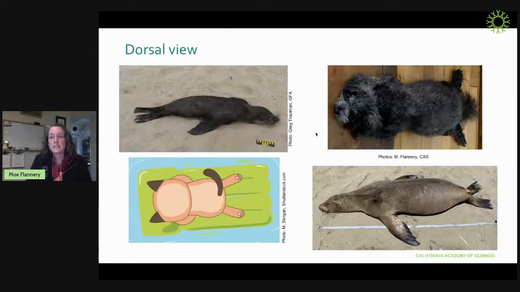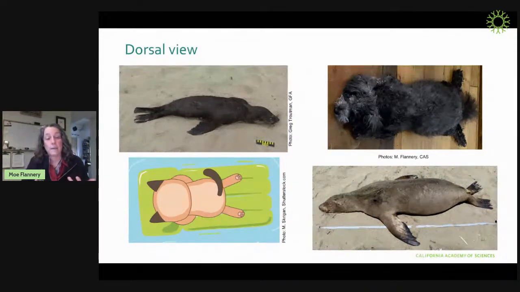So let me just explain dorsal versus ventral for you because it can be confusing, especially if you're not used to that type of scientific language. So the dorsal side of an animal, including humans, is the back, so our back side. And the ventral side is the front side or the stomach side. And this slide shows various animals with their dorsal side up.